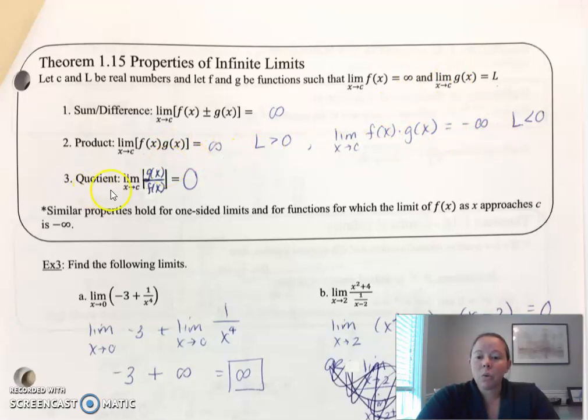And then finally, the quotient limit is x approaches c of g of x over f of x. Now remember, g of x is a number, L, and f of x is infinity. If you have a number and you divide it by bigger and bigger and bigger numbers, that fraction is going to get smaller and smaller and smaller, so it's approaching 0. Okay. So similar properties hold true for one-sided limits and for functions for which the limit of f of x as x approaches c is negative infinity.